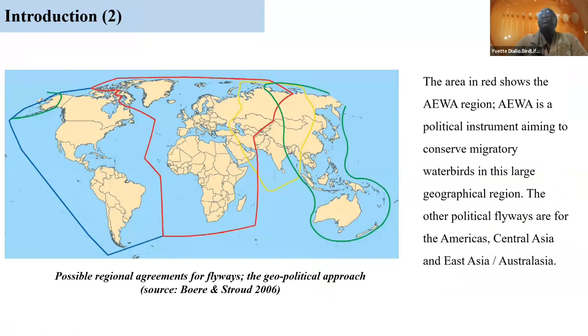In this map, the area in red shows the AEWA region, a political instrument aiming to conserve migratory waterbirds in a large geographical region. AEWA is the Agreement on the Conservation of African-Eurasian Migratory Waterbirds. And the other political flyways: in blue is the Americas, and the green is Central Asia, East Asia and Australia.